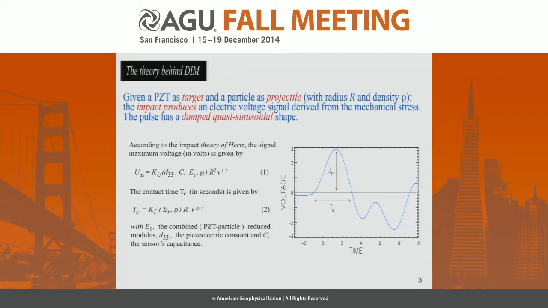According to the Hertz impact theory, we can relate the amplitude of the signal to the speed of the impact and the radius, given that we know the mechanical properties of the projectile and the PZT. We can do it as well with the contact time. That is, we can relate this contact time to the impact speed as well as the radius.